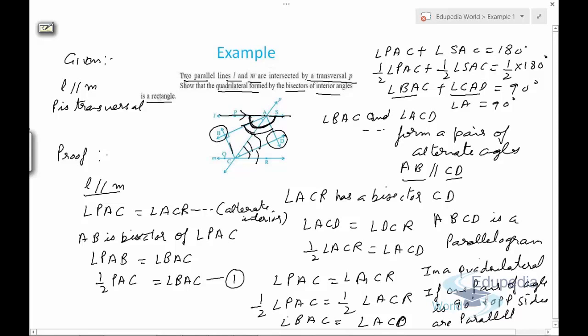So we can say that ABCD is a rectangle. So this is how we can prove these types of questions.